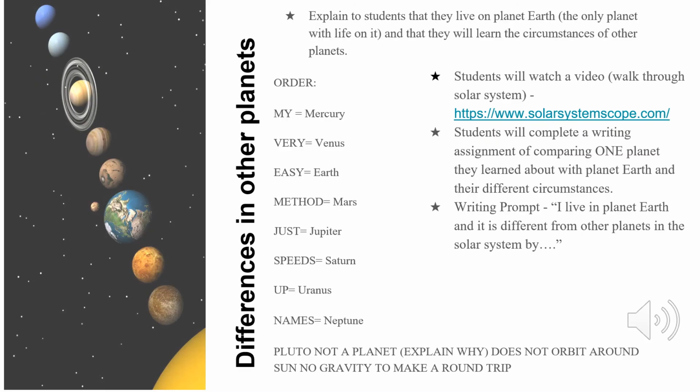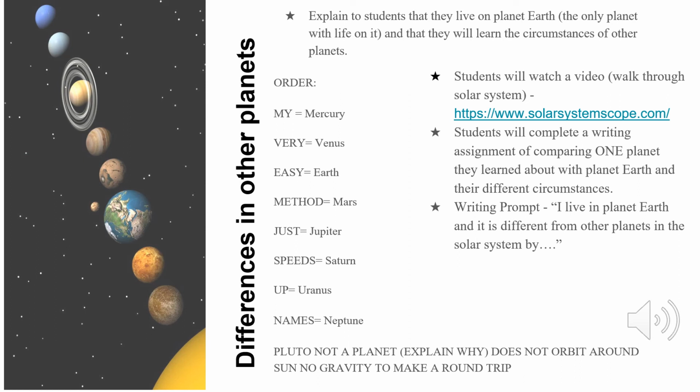The last lesson of this unit is to differentiate the differences in other planets in comparison to planet Earth. The instructor will explain to students that they live on planet Earth, which is the only planet with life in it, and they'll learn the circumstances of other planets.